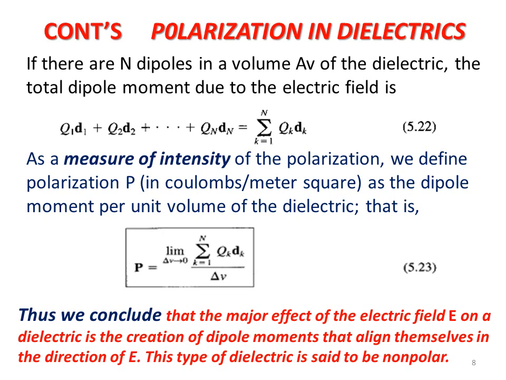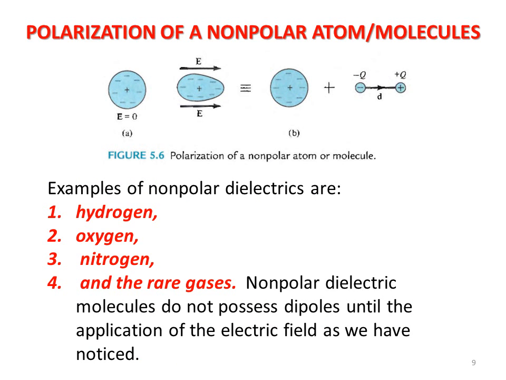Thus we conclude that the major effect of the electrical field E on a dielectric is the creation of dipole moments that align themselves in the direction of E. This type of dielectric is said to be non-polar. Examples of non-polar dielectrics are hydrogen, oxygen, nitrogen, and the other rare gases. Non-polar dielectric molecules do not possess dipoles until the application of the electrical field, as we have noted before.